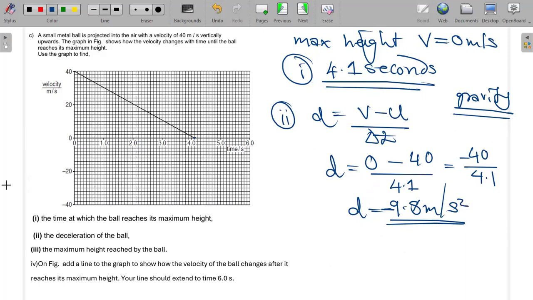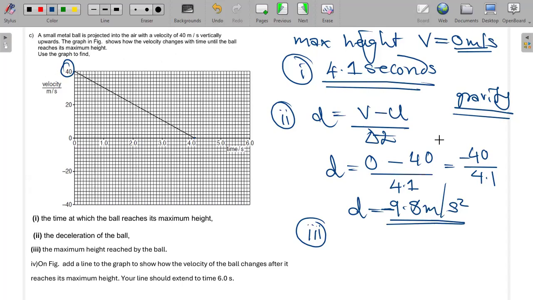Part 3 is asking for the maximum height reached by the ball. So we need to calculate the maximum height that is reached by the ball. In order to calculate it, that is very simple, because we know that at the maximum height, the velocity of the ball is equal to 0 meters per second. Initially, when it was thrown vertically up, it had a velocity of 40 meters per second, and this takes a time of 4.1 seconds, rather, not 4.8 seconds.